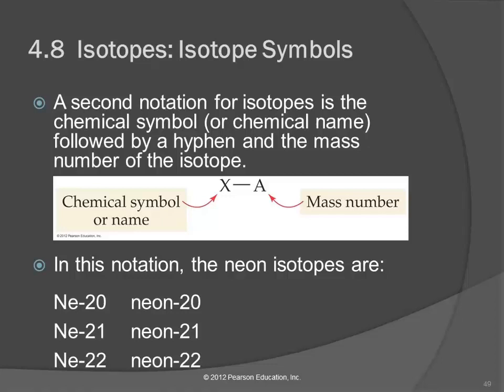So another way to indicate isotopes is to use the element, either the element symbol like Ne here, or the element's name, followed by the mass number. So Ne-20 means neon that has a mass number of 20. Or we could say neon 20.